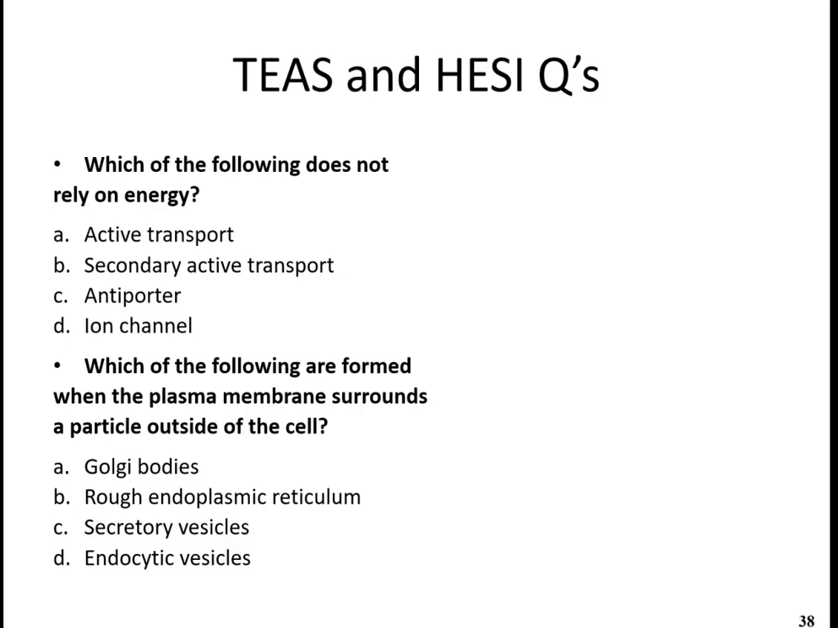Which of the following are formed when the plasma membrane surrounds a particle outside of the cell? The Golgi bodies? No. The rough endoplasmic reticulum? No. Secretory vesicles? No. Those are formed from the Golgi body. Or endocytic vesicles? Yes, that is the correct answer.